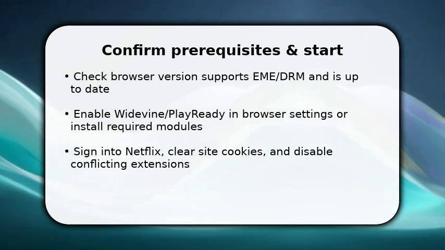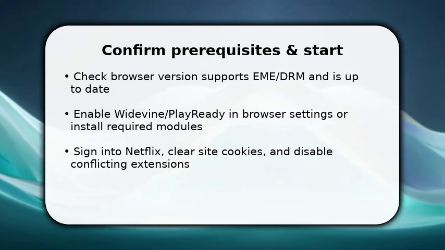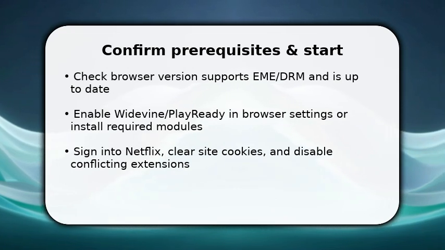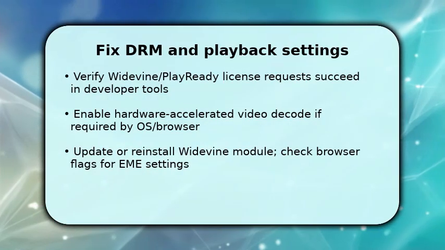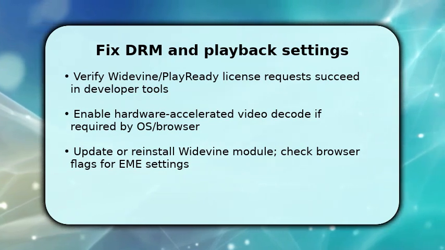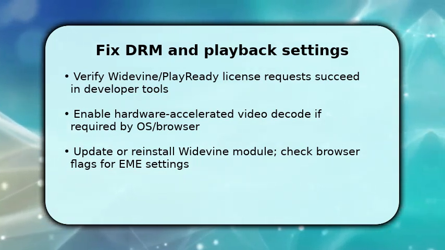Make sure hardware acceleration is set per provider guidance. This matters because some DRM paths require platform decoding to validate protected playback. Now you inspect the DRM handshake. Open developer tools, watch network requests for license server responses, and confirm 200 OK replies.